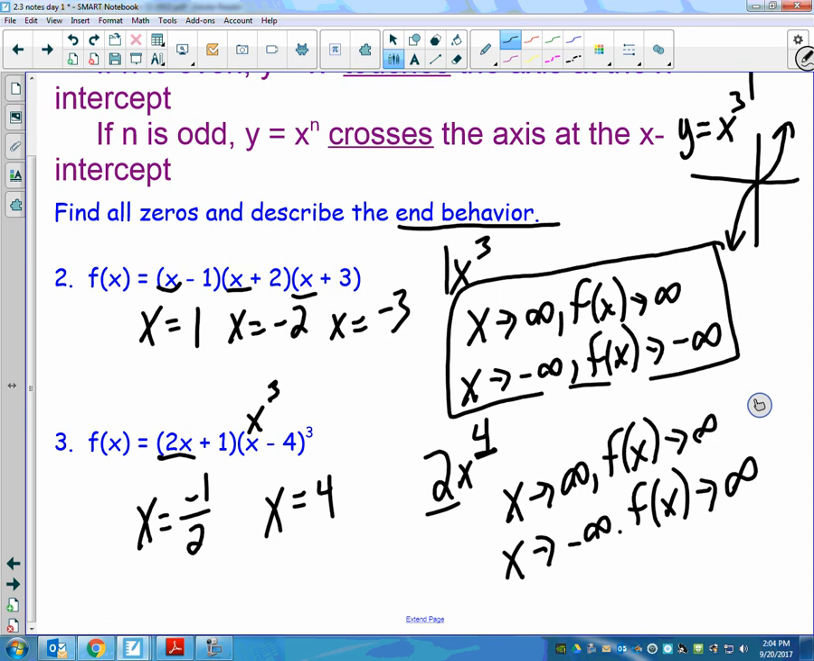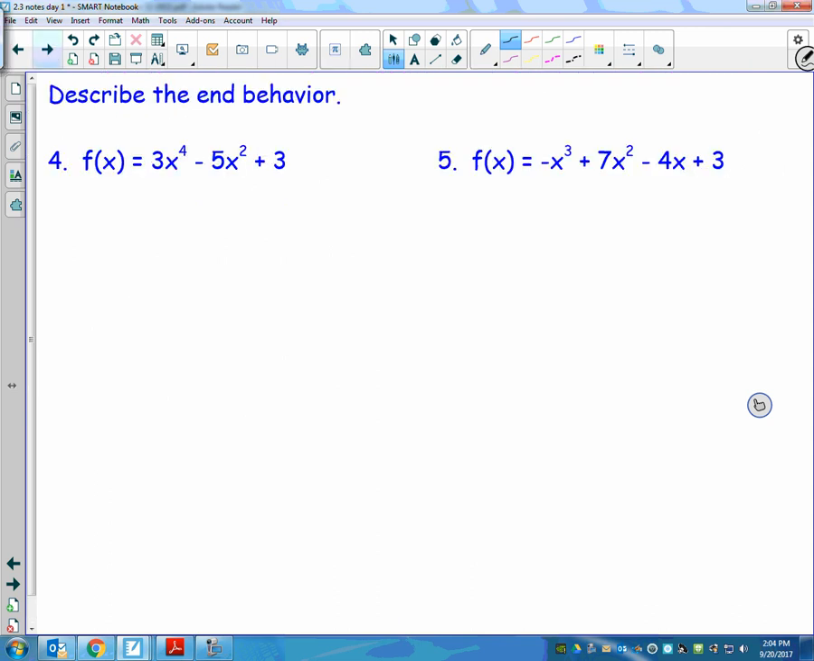Okay. I'm going to skip the next two because they're just the same thing. It just says describe end behavior. But really quick, if you want to have it in your notes, this is even degree and positive. So I'm just going to draw the arrows on this one, even though on a test that wouldn't count, right? And what about on this one?